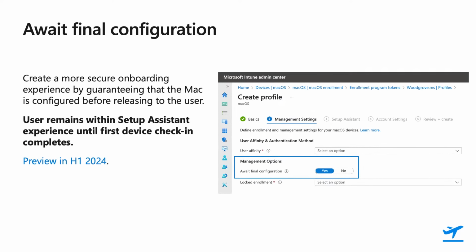Again, as part of the ADE onboarding flow, we also have await final configuration. Again, this is a very, very common ask for us over the years. Ultimately, this holds the Mac in Setup Assistant until we've completed first device check-in. That's a great feature because it means that the device is prepared and secured with the capabilities, the restrictions, and policies that we need to be applied before the end user is released to their desktop. Again, that's previewing for Mac in H1 next calendar year, a very similar feature to the one we've already released for iOS.